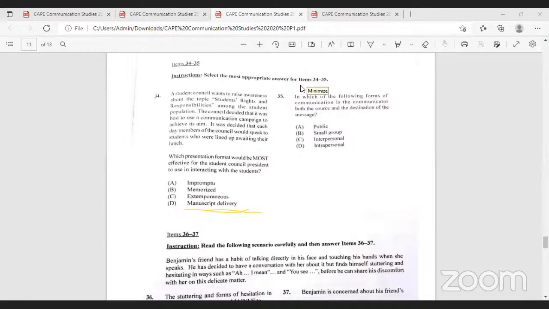Saying B. Yeah, right. The answer is B. Let's think about the prefix intra. You're basically communicating with yourself. So you are the source, you are the one communicating, and you are also the destination. So 35 is B. B as in dog, not C.